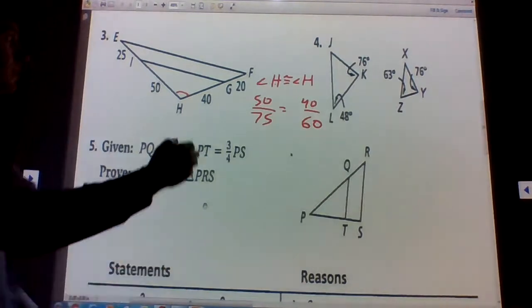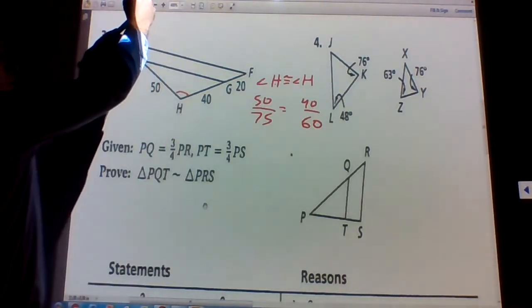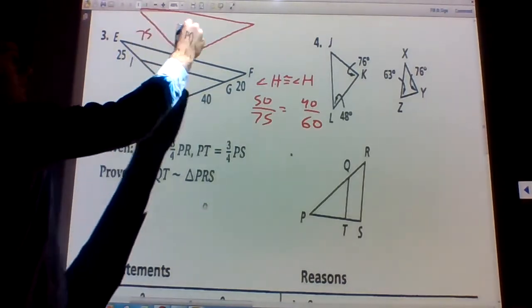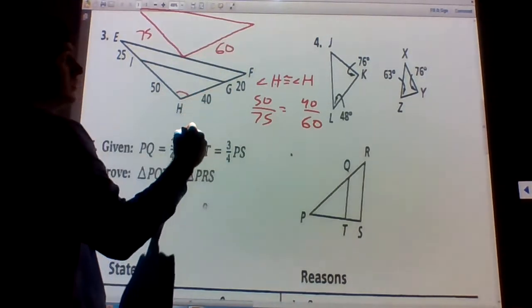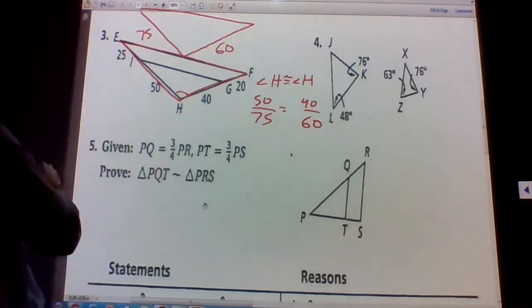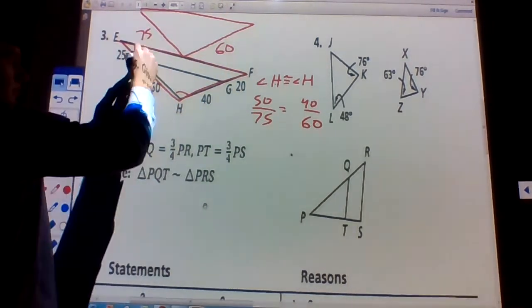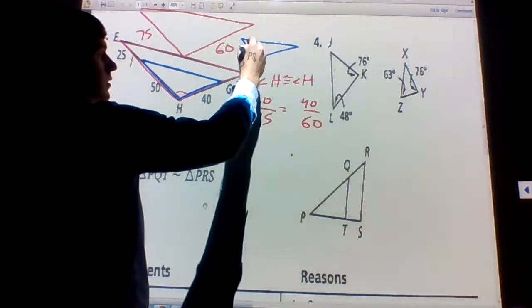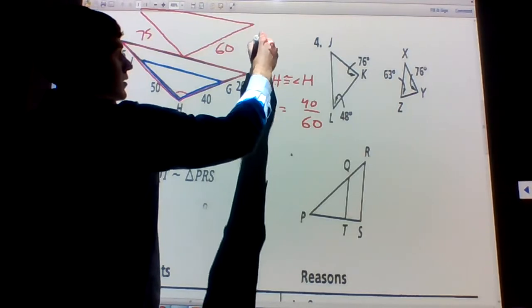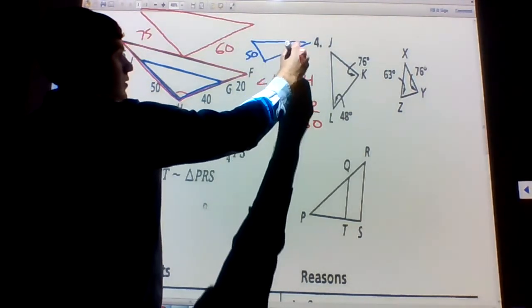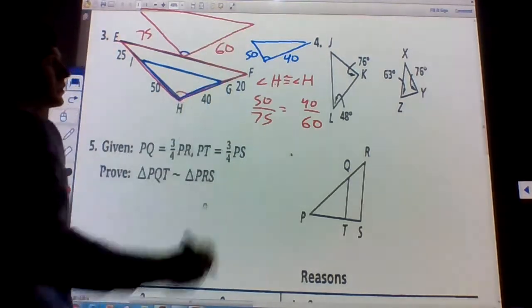If we want to draw them out separately again, we can do that. So this is 75 and this is 60. Okay, that's the big one. And then the small one here is going to be 50 and 40, and then they both have this angle in common.